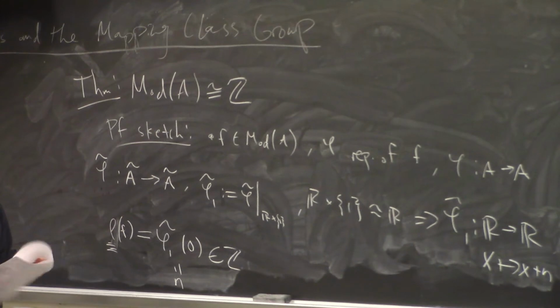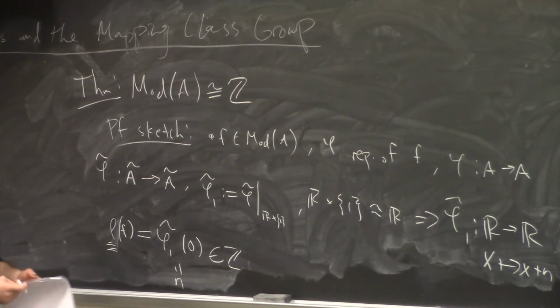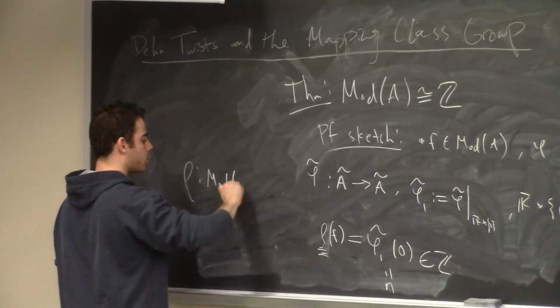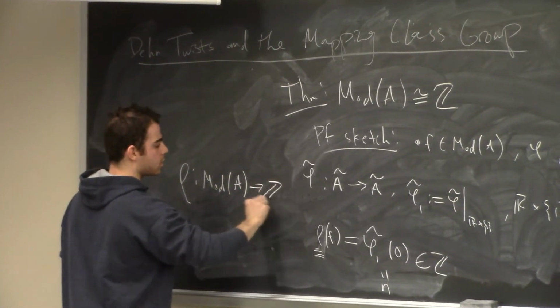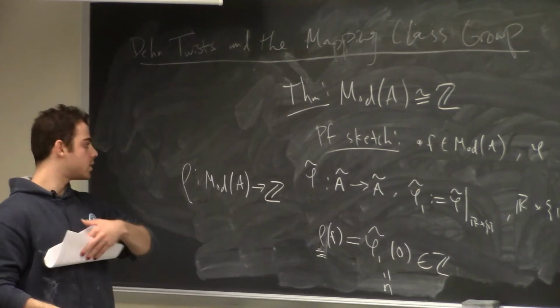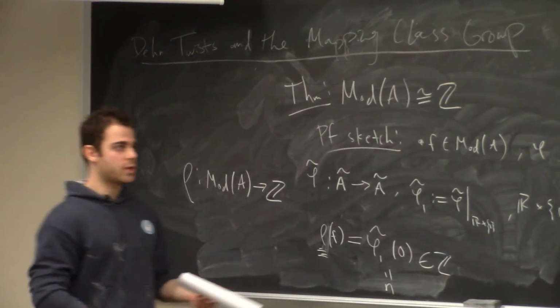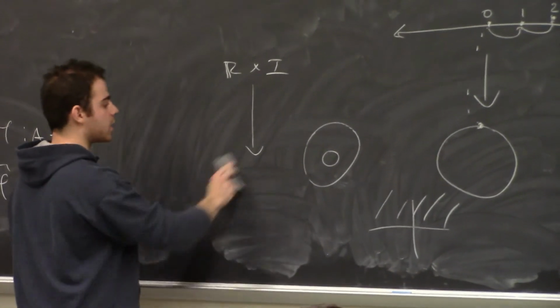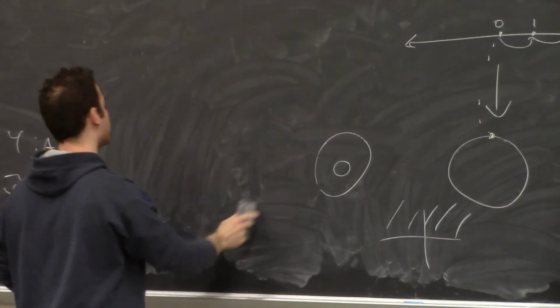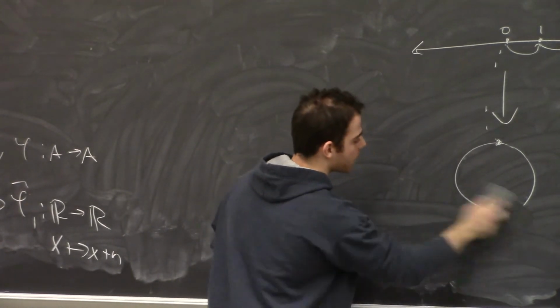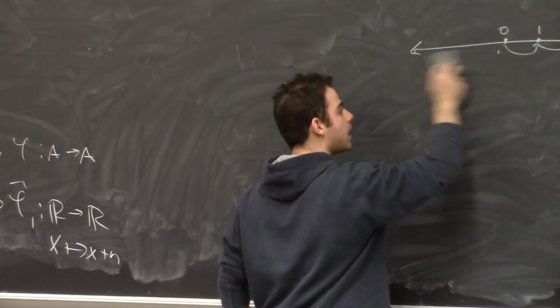Now, the real work here is showing, right? So this rho, what we've constructed is a map from the mapping class group to the integers. What we want to show is that this is a bijection. By construction, you can see it's a homomorphism, which is a special type of map. So it respects the operation of the two groups. So we need to show that this map is injective and that it's surjective.